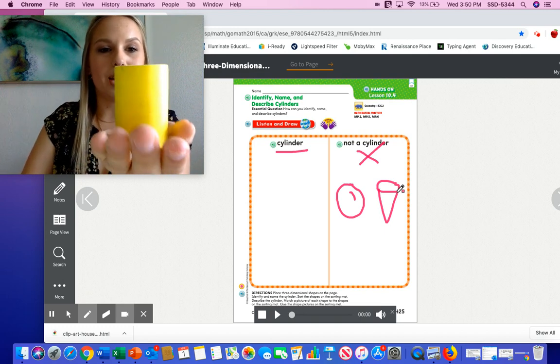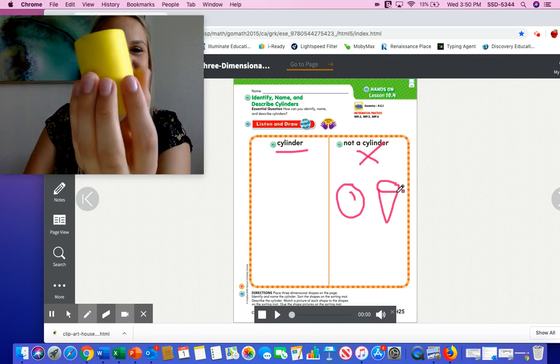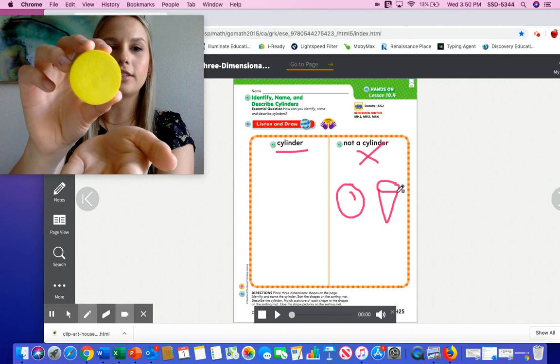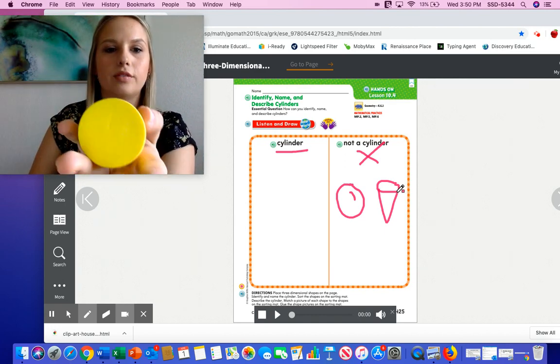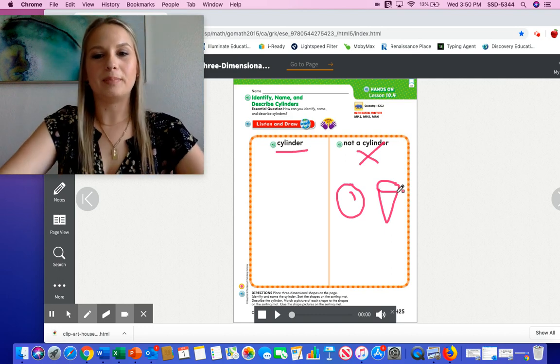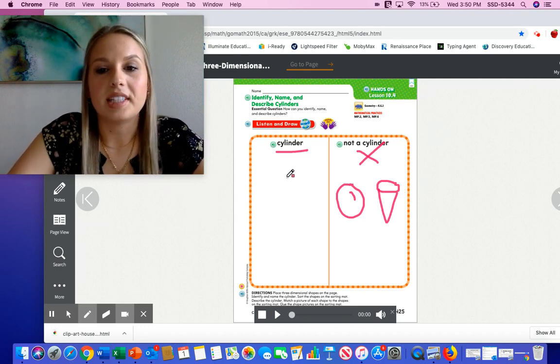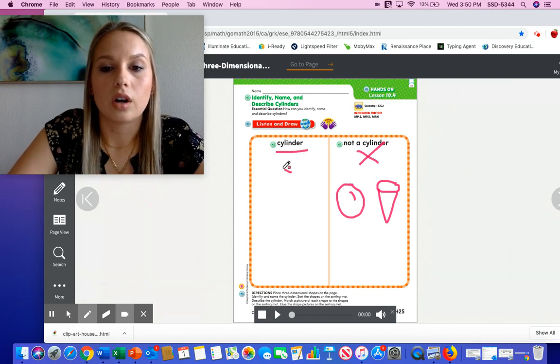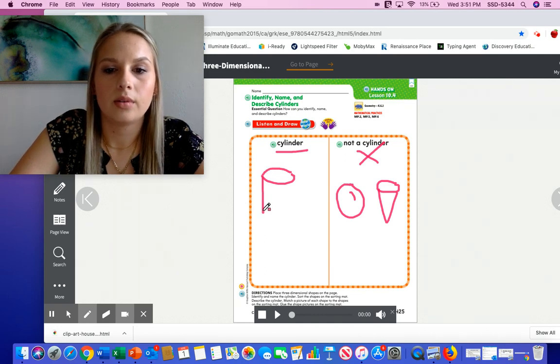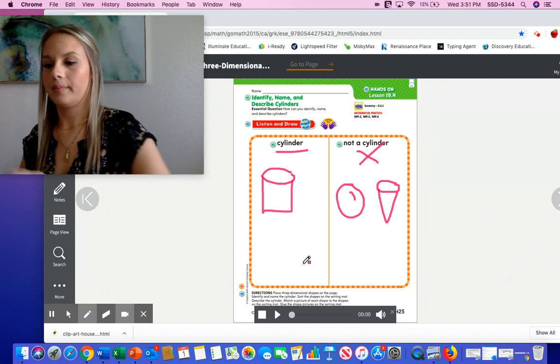What about this shape? Is this a cylinder? Does it have two flat surfaces? Let's see. 1, 2. Is it curved and round? Oh, must be a cylinder. So on the side that says cylinder, let's draw it. Draw an oval, which is a squished circle, and 3 lines, 1 down, 1 across, and 1 back up. Kind of looks like a cup.